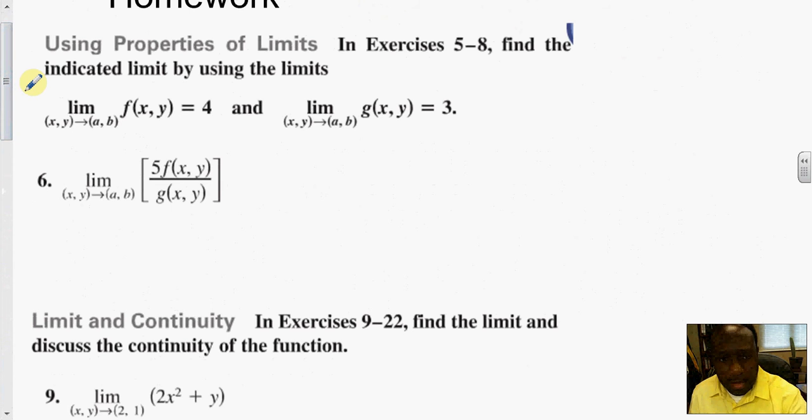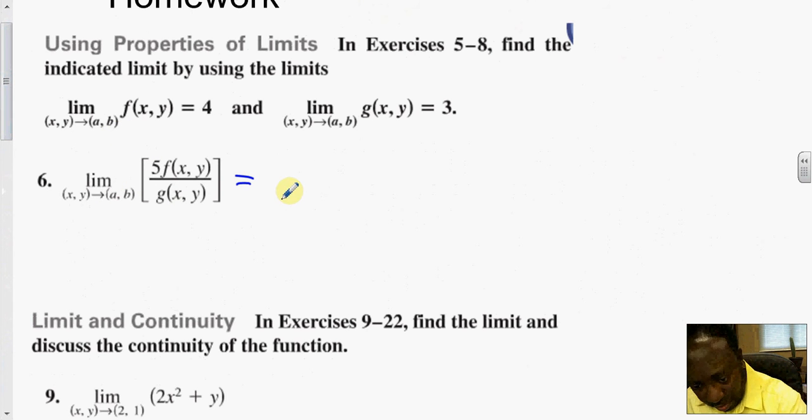Find the indicated limit by using the given limit. So here, nothing to prove. Later on in this chapter, I will show you how to prove that the limit exists based on a function that depends on two variables or three variables. Here, this is very easy. We just use the given information.